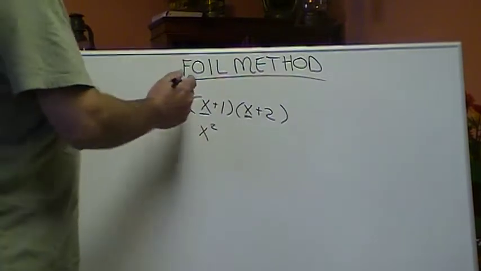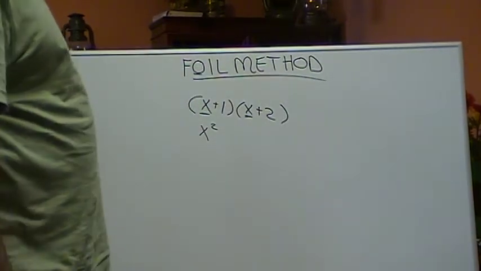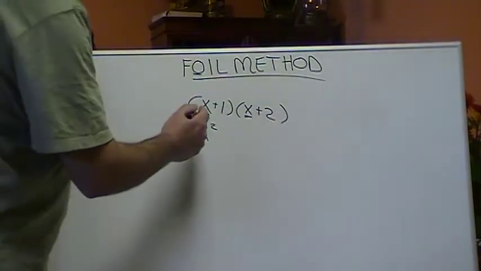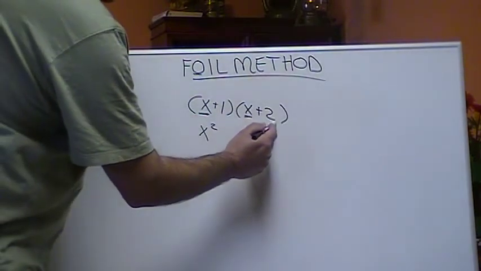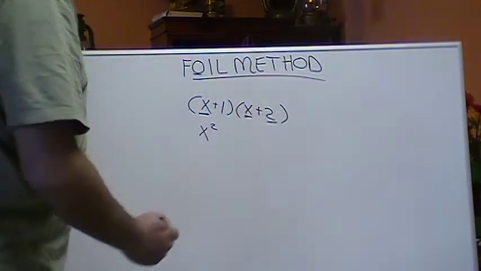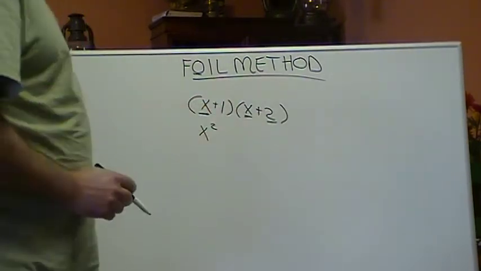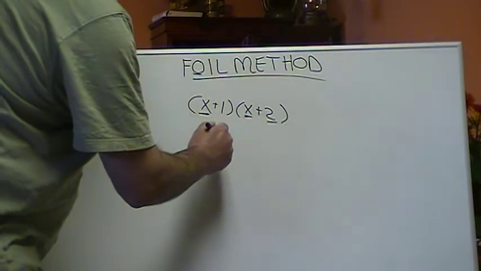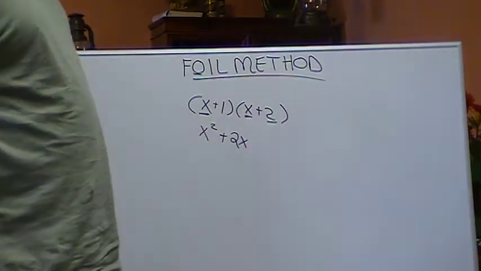Now we're going to move on to the outer. What the outer is, it's going to be this term here, the x, times the 2. And when these are multiplied together, we're going to get 2x. So we're going to go plus 2x.